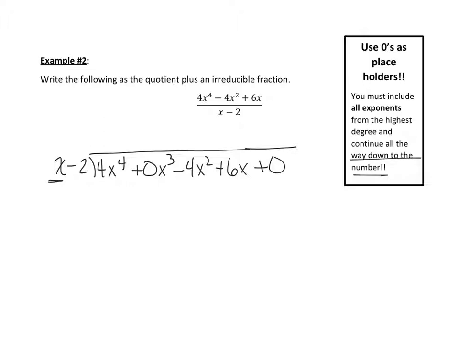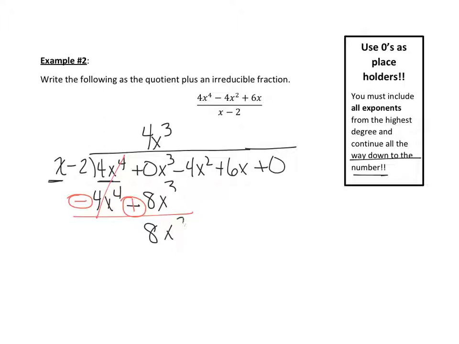So again, you always look at the first term. x times what will give me 4x to the 4th? Well, that's 4x cubed. And multiply it through. You get 4x to the 4th minus 8x cubed. Okay, and then we're going to subtract. So change the sign, change the sign. I always circle it so I know I did it. Those cancel out, and I am left with 8x cubed. So take a second and finish this for yourself, and we'll come back when it's over.